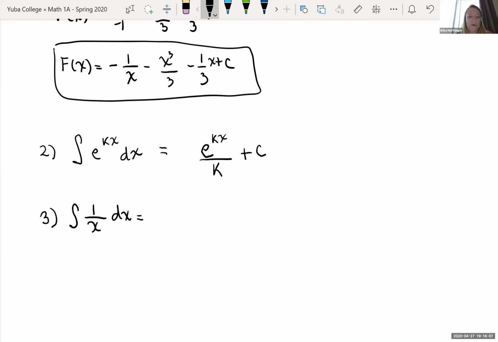So remember, what could you take the derivative of and get back 1 over x? Remember the natural log of x? If you took the derivative of that, that was 1 over that x. And so the antiderivative of 1 over x is the natural log of x plus c.